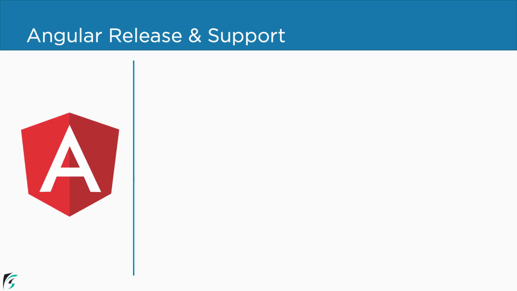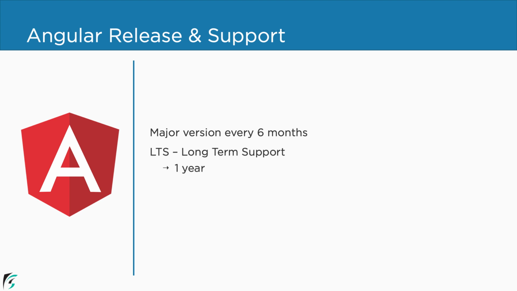Angular release and support. Angular releases a major version every 6 months. They package up all the features that are ready, new or updated, and put them in that release. With every release, we get 6 months of active support until the new version is released. But when the new version is out, they extend the support to another 1 year for minor issues or bug fixes, but no new feature is added.